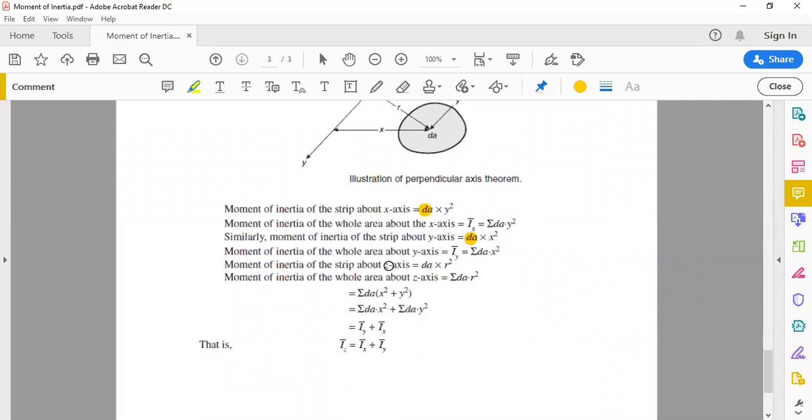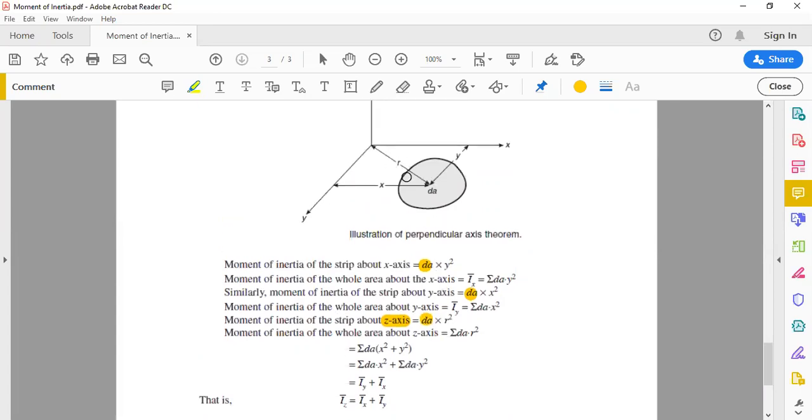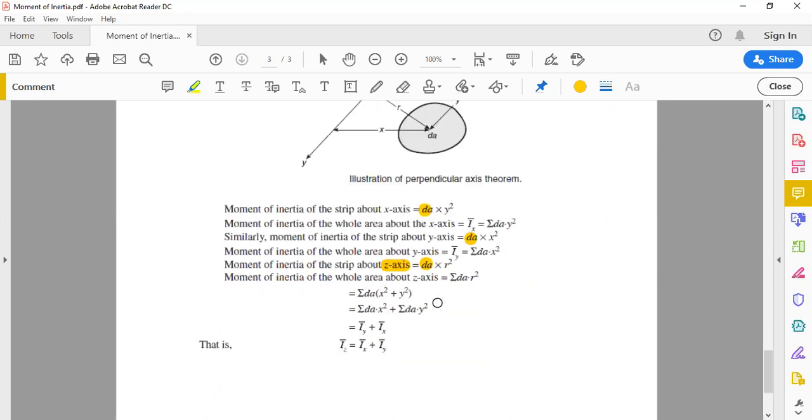Similarly, we have it for z-axis. The moment of inertia of a strip about z-axis is dA into r square, because r is the perpendicular distance of this point from z-axis. So it is area into square of perpendicular distance, that is r square. Similarly, for the whole area about z-axis, it is sigma dA into r square.